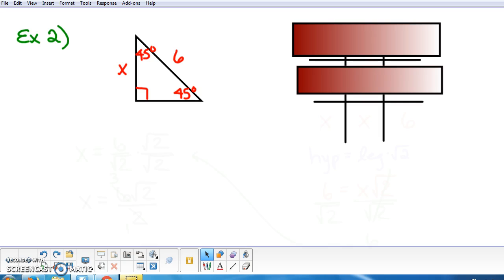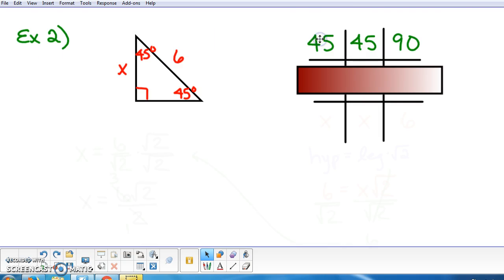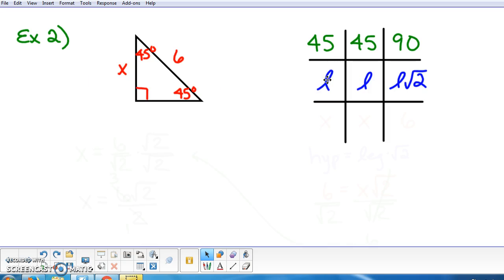Let's try another one. This time, my hypotenuse I know. So, it's what kind of a triangle? 45, 45, 90. I need my formulas. This is my leg, which is x. So my other leg is also x. And my hypotenuse is 6.